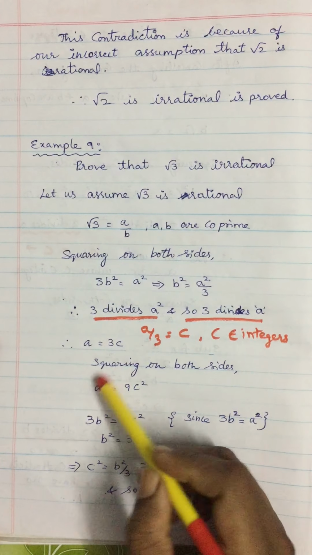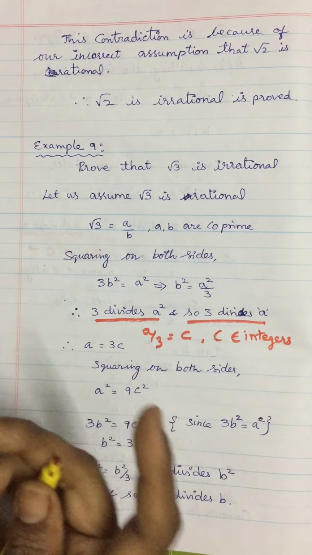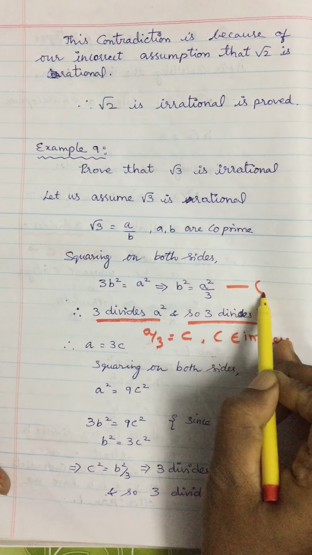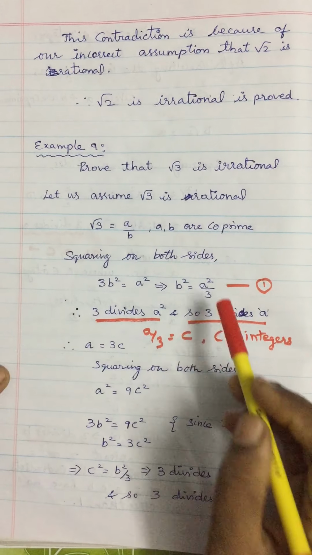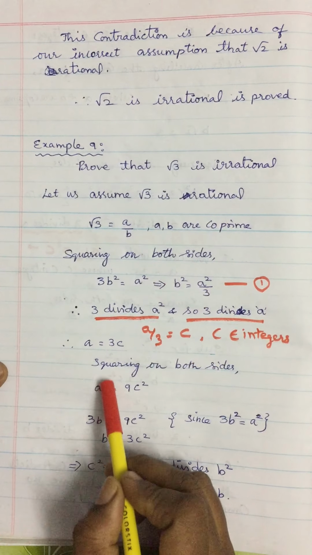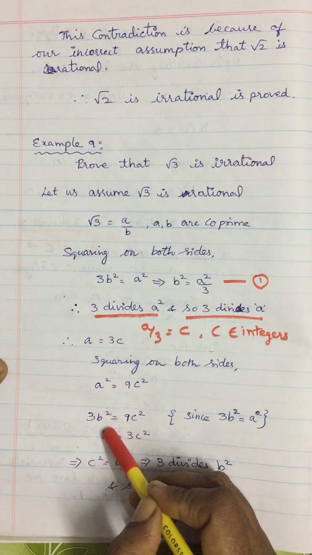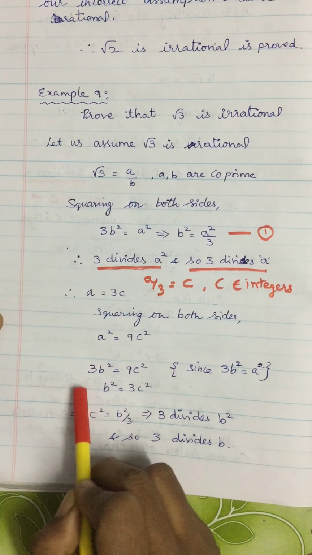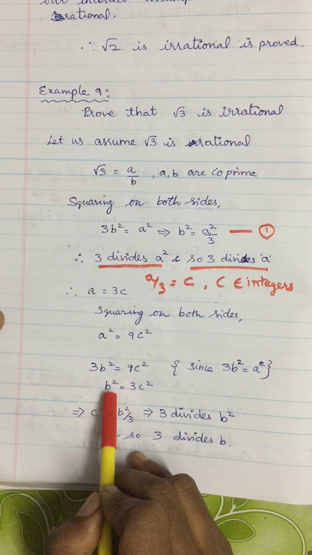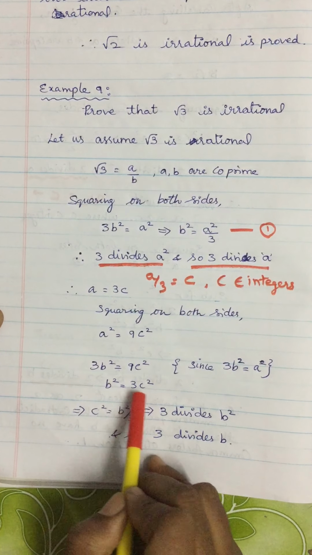Then what do you do? You substitute your a square from the previous step. You assume this as 1. So, b square is equal to a square by 3. So, what is a square? 3b square. So, I am replacing my a square with 3b square. So, 3b square is equal to 9c square. After cancelling the common factor 3, b square is equal to 3c square.